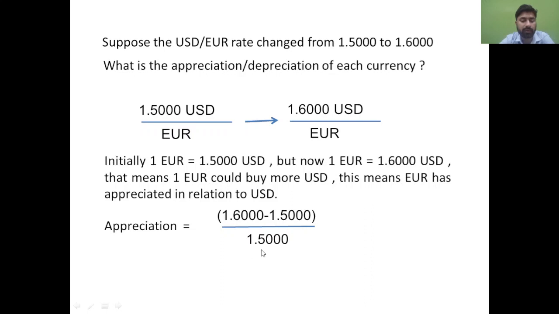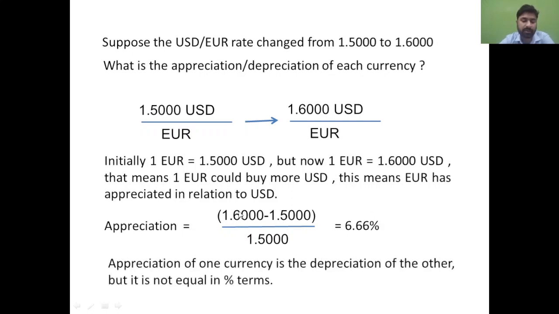It started from 1.500. So this is the mathematical concept through which we calculate the percentage. The appreciation is this minus this divided by this one. And this will give you 6.66%. So the euro appreciated by 6.66%. That will be your answer.